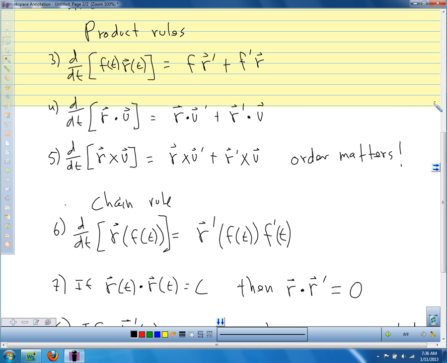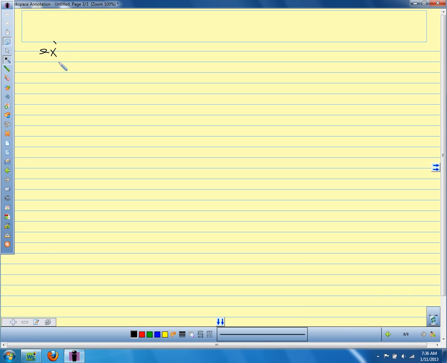I just want to do an example of calculating the derivative of a particular vector valued function. So we're going to calculate a couple of quantities, a couple of derivatives with a vector valued function, and that's really all I wanted to talk about today. All right, so let's look at an example.